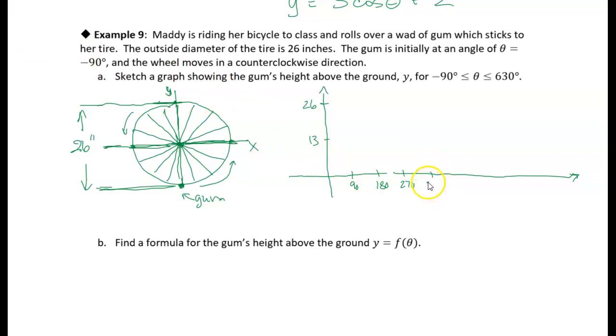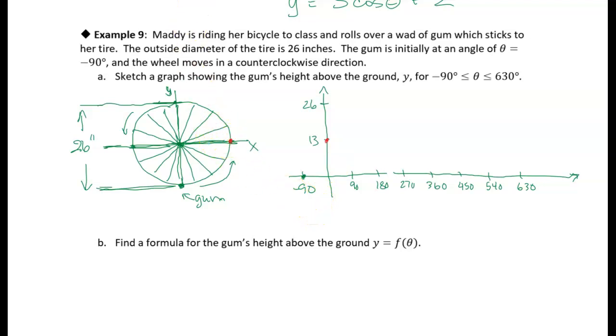This is 360. This is going to be plus 90 degrees, so I'm doing 90 degree increments. So this is going to be 450. Another 90 degrees, I'm going to be at 540. And another 90 degrees, I'm going to be at 630. And then I have to mark the minus 90 over here. So that's where I'm starting. At minus 90, we're at the ground level. At 0, we're going to be up here, at this point right here. At 0 degrees, I can plot that point right there.